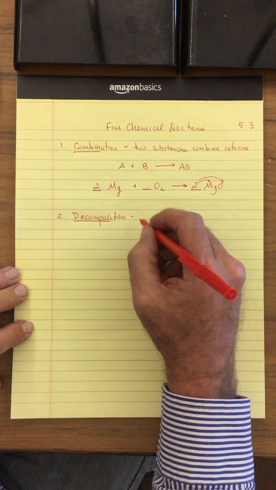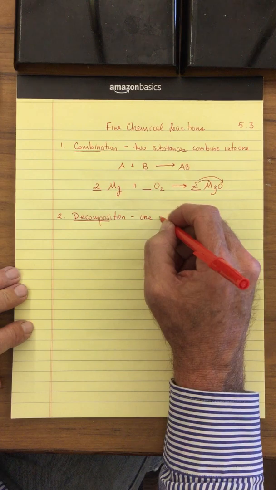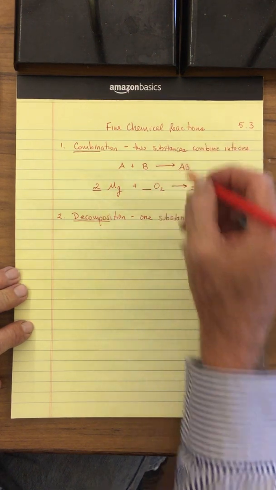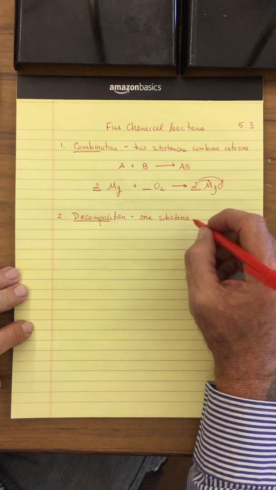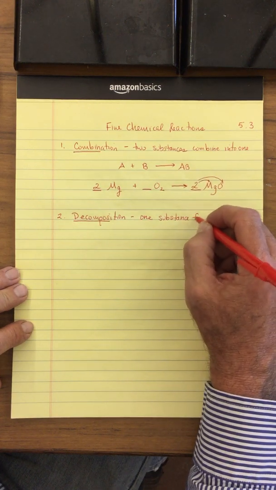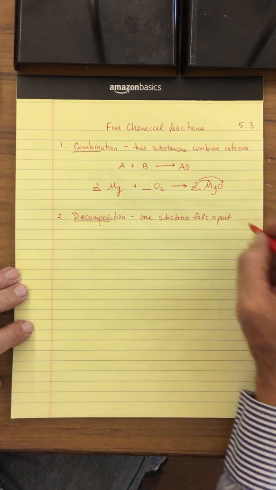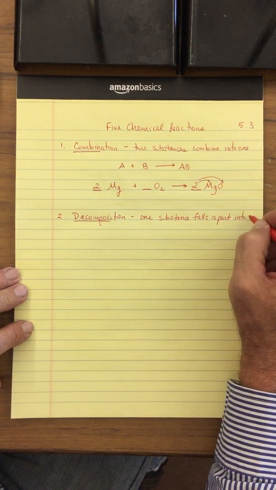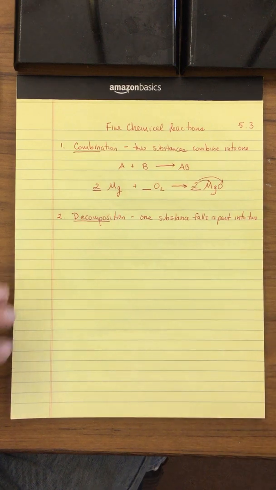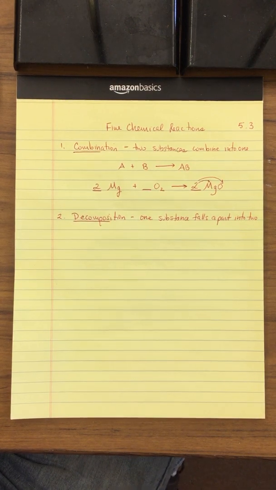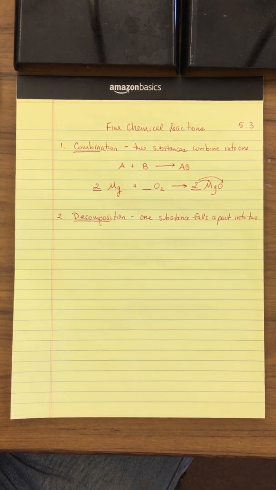In a decomposition reaction, you have one substance. It's the reverse. Instead of combining, one substance is going to fall apart into two. It could actually fall apart into more than two, but for simplicity's sake, we're going to have one substance falling apart into two.